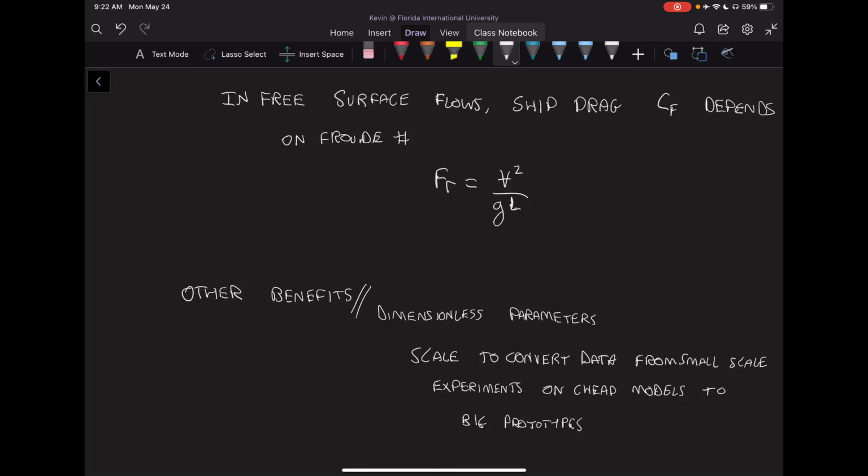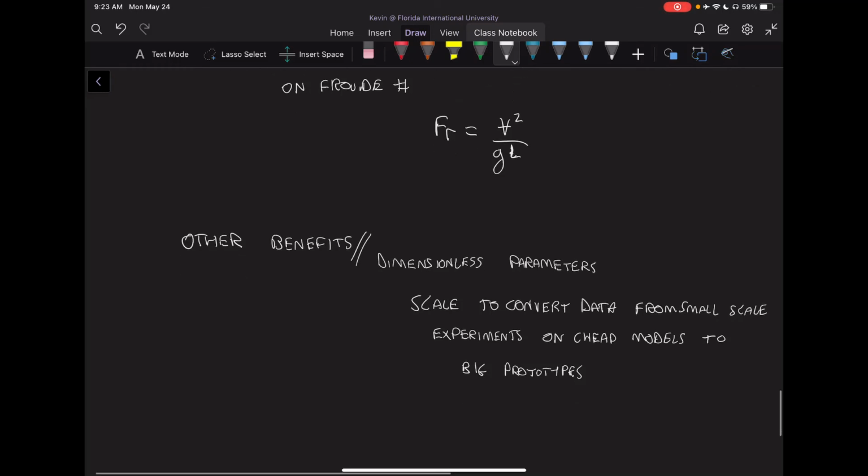So for example, if we want to test the wing of a Boeing 747, we don't actually need to test the wing of a Boeing 747 in a wind tunnel. We can make a small scale model, and then through dimensionless analysis, we can say that if the Reynolds number is matched, or if the parameters are put together so that they're equal, then we can scale it up.